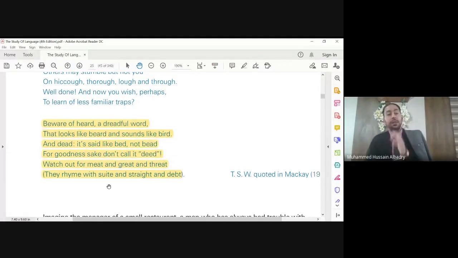You see here, this is the difference between sounds and letters. You see something, okay, but it is pronounced differently. We don't have rules.